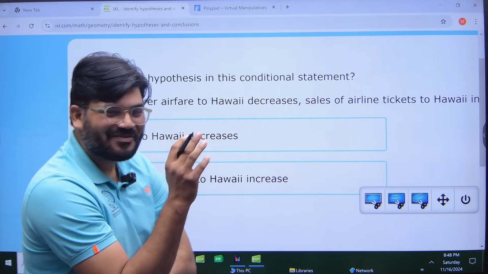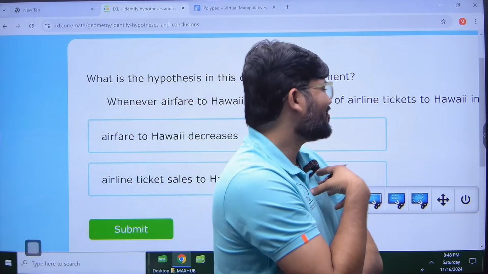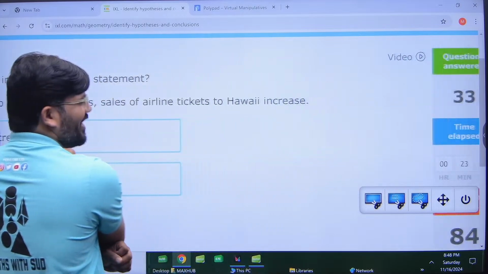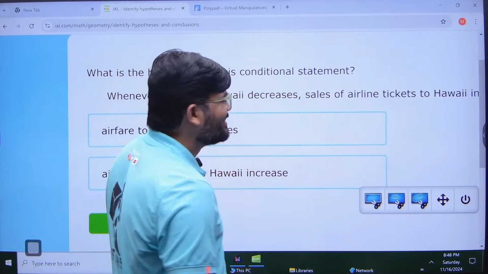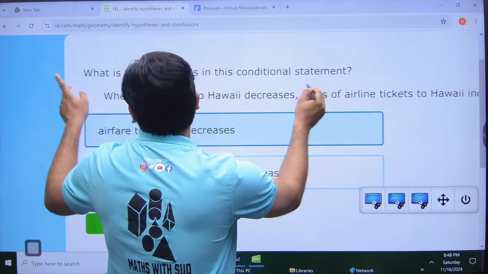Wow, I did it. I was in a dilemma for this. I was just shocked whether it would be right or wrong. Okay, how many marks do we have now? 84. We were in the challenge zone, and from there we are at 84 only.